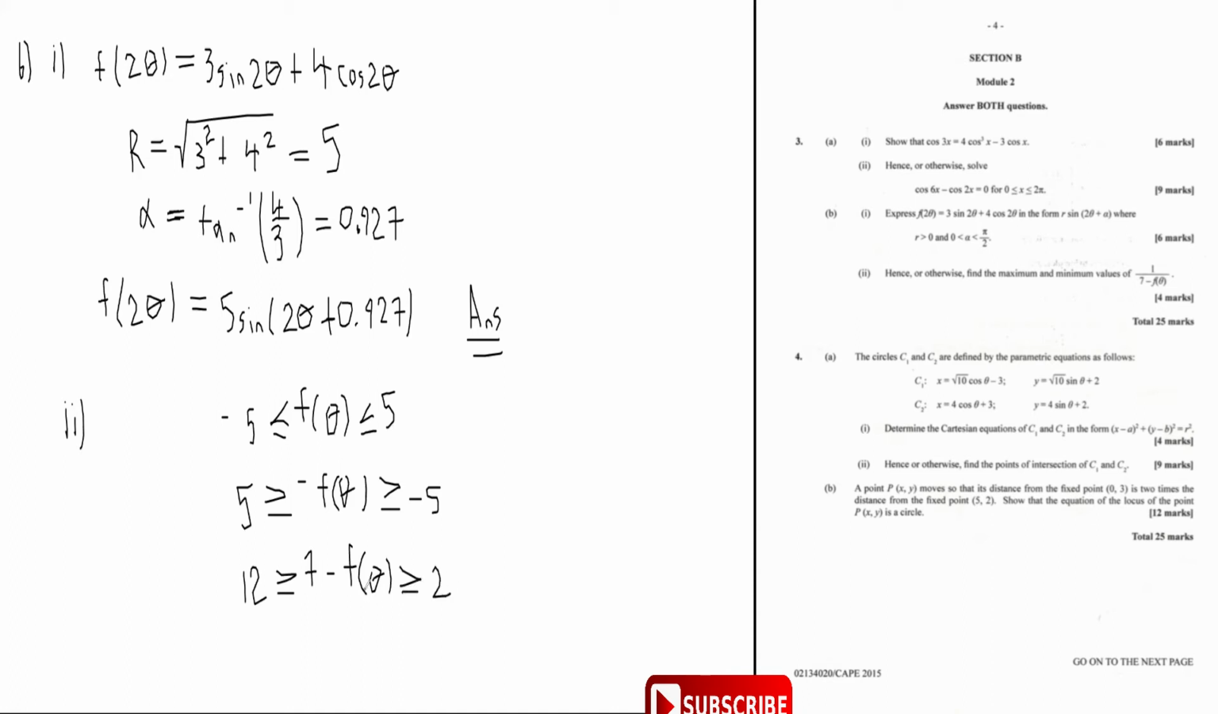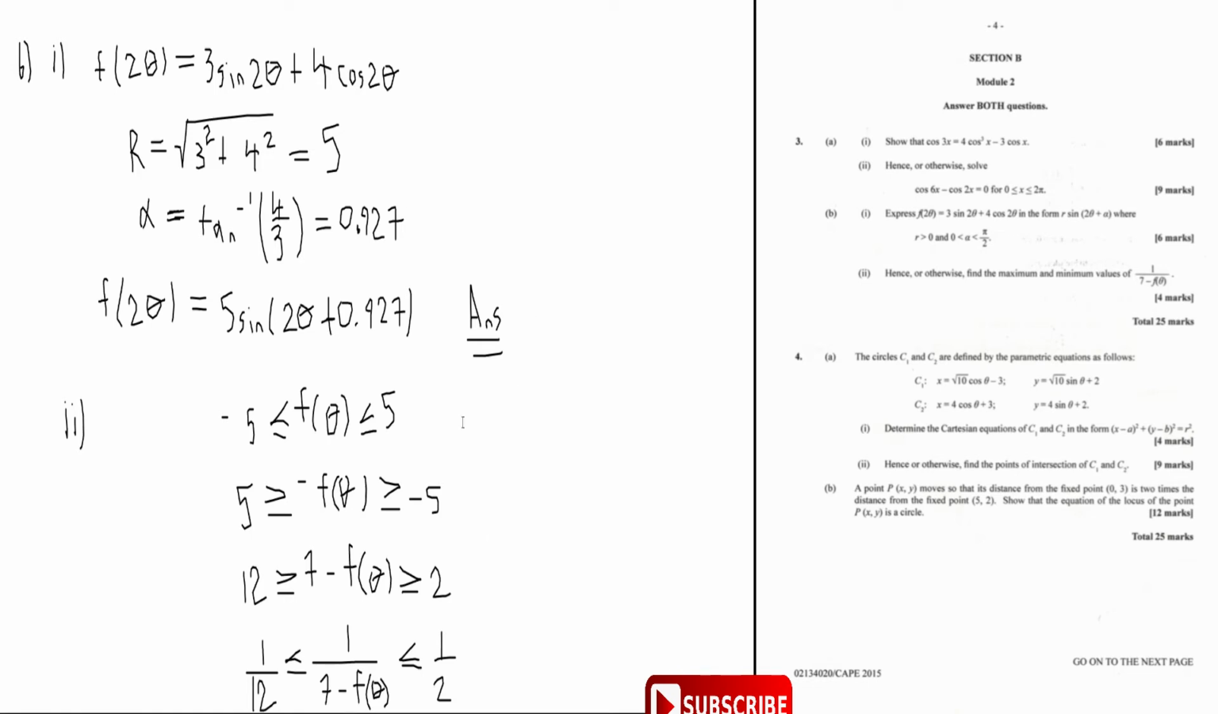And then we now reciprocate it. When you reciprocate it, the signs will change again. This part becomes 1 over 2. We reciprocate this to get 1 over 7 minus f of theta. And then we reciprocate the other one and we get 1 over 12. And so what can we conclude? We can conclude that the maximum is going to be a half and the minimum is 1 over 12.